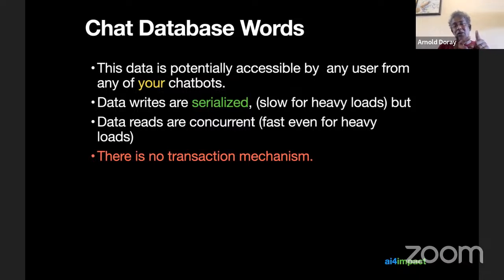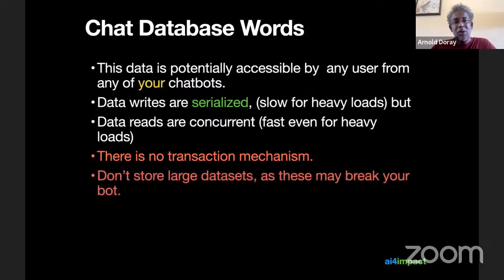Okay, there is no way to ensure that I can write to both of these at the same time. That's a transaction mechanism to ensure something called atomicity. So there's no atomicity or transaction mechanism for atomicity. So my advice is don't store very large data sets because it's going to break your bot.